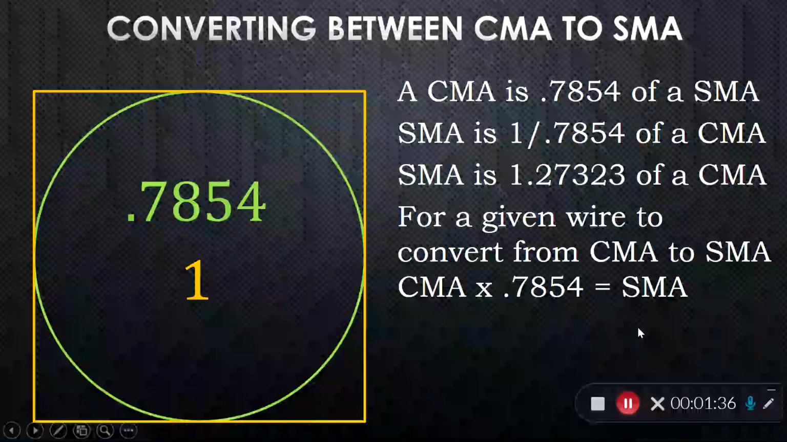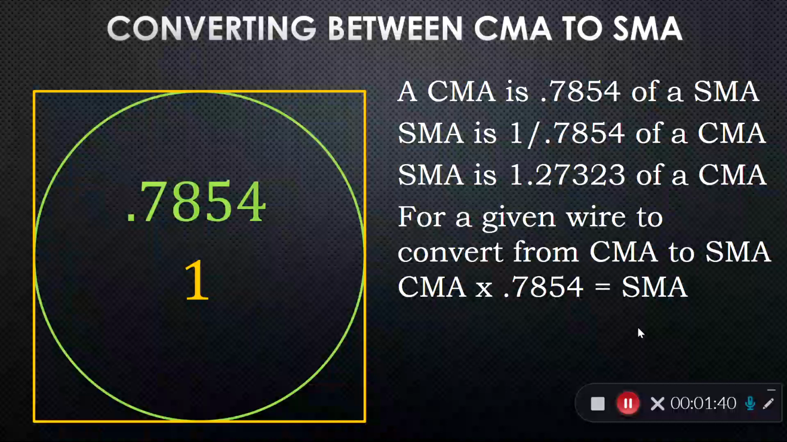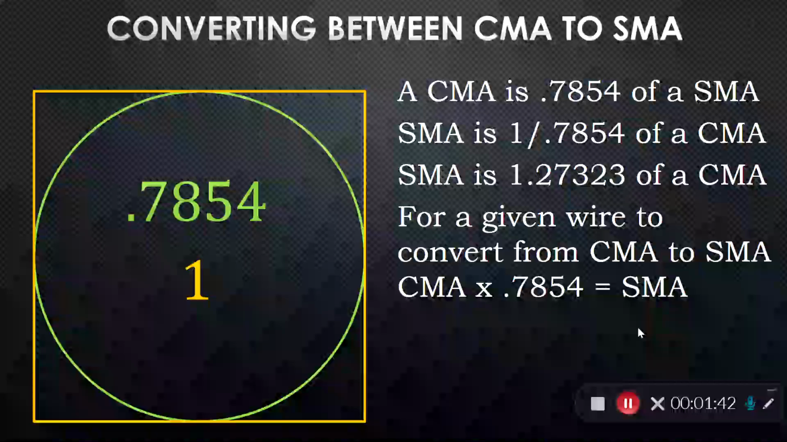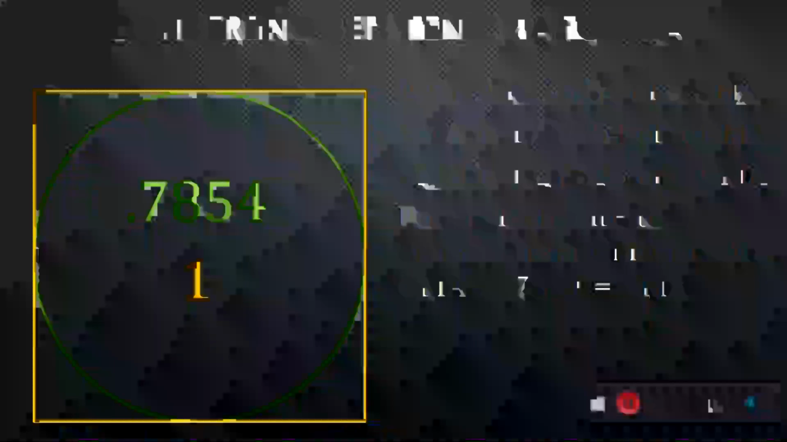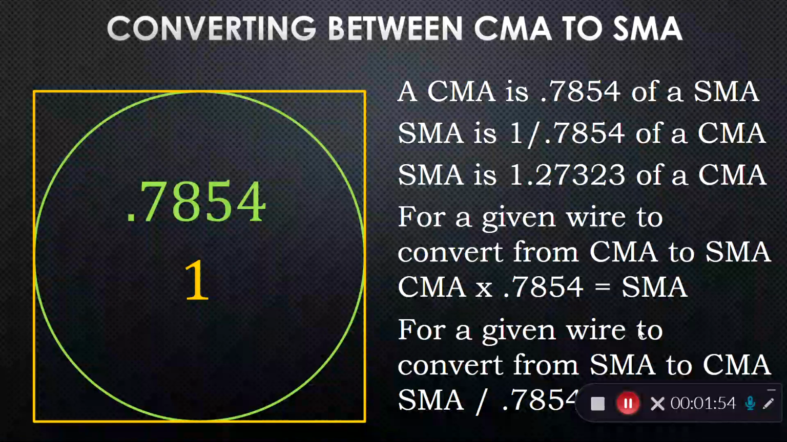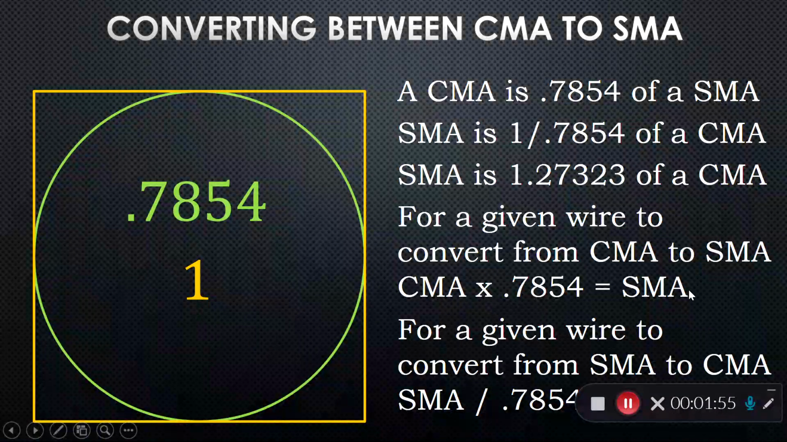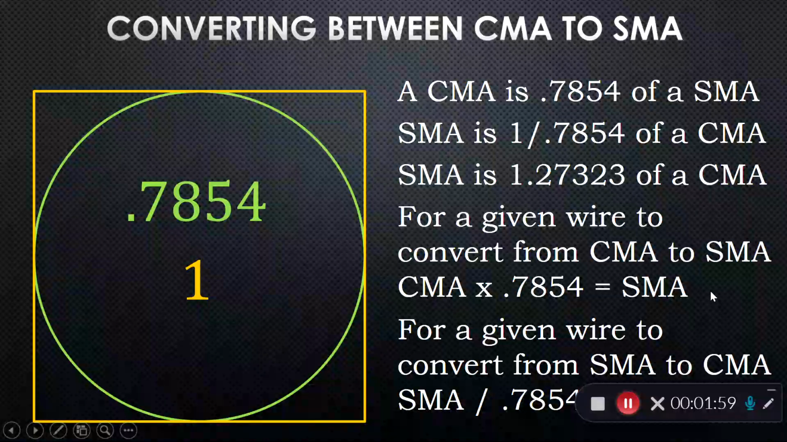So if we're given a wire and want to convert CMA to SMA, we would multiply it by 0.7854. The way to remember this is that CMA is larger, so there's fewer of them in any given area, or vice versa, the CMA is smaller, so there's going to be more of them in a certain area. So to convert from CMA to SMA, multiply by 0.7854, and to convert from SMA to CMA, divide by 0.7854.